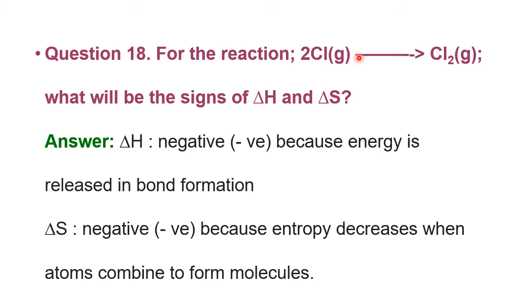Now what about delta S? The 2Cl atoms are more reactive, I told you, no? So their energy is very high. Atoms in the gaseous state are moving, so they are in a high entropy state. When they combine and become Cl2, their movement is restricted. That means they go to low entropy. So high entropy to low entropy. The difference in entropy, final minus initial, is negative. So delta S is also negative. Whenever two chlorine atoms in the gaseous state combine to give the chlorine molecule in the gaseous state, delta H is negative and delta S is also negative.